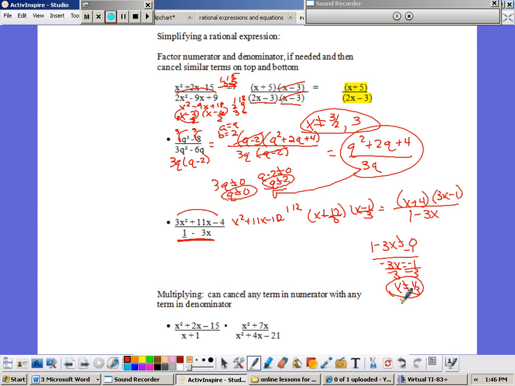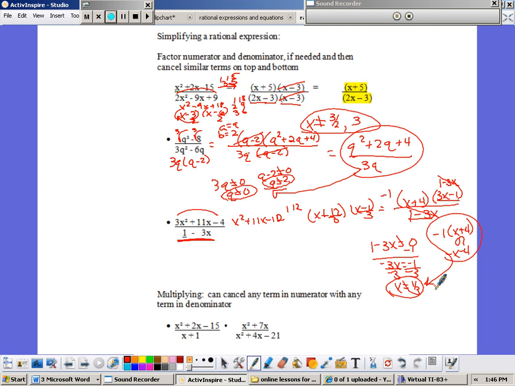Now remember from our factoring unit, if we have total opposites, I can pull out a negative 1 and switch the terms and their signs. So this will drop out. I'll get negative 1 times x plus 4, or negative x minus 4, with these restrictions.